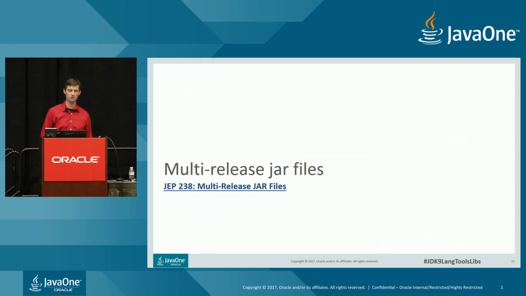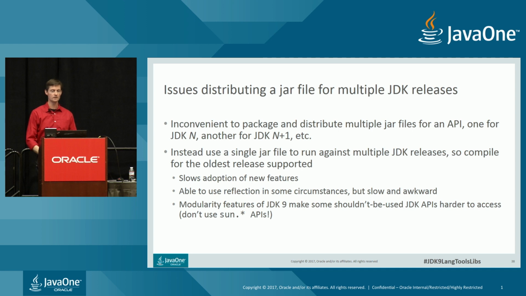The next feature is multi-release jar files. It's inconvenient if you want to package up a library for distribution to make one version of the library for different versions of the JDK. So typically you'll compile for the oldest JDK you plan to support and then distribute that instead. If you actually want to use the features in newer JDKs, it's a bit awkward. From our perspective, it slows adoption of the new features of the JDK, and we of course want people to use them. Sometimes you can get around that by using reflection to test for the new APIs, but that's kind of slow and awkward.